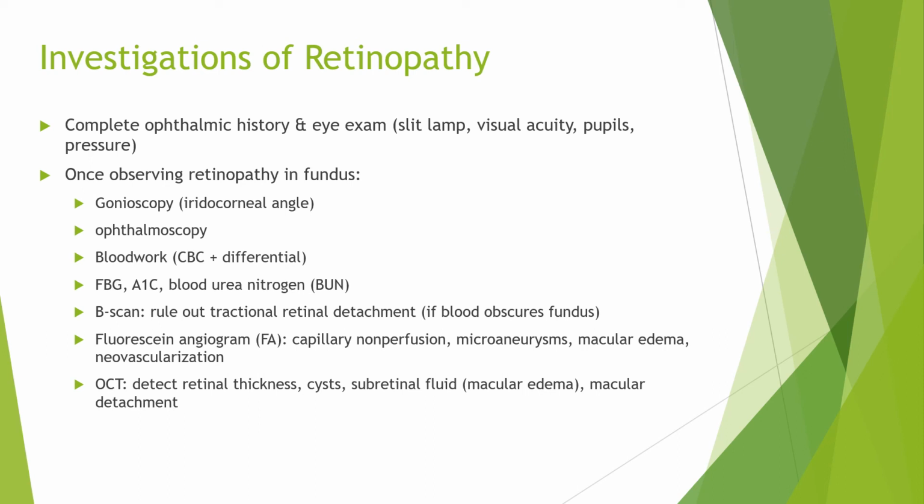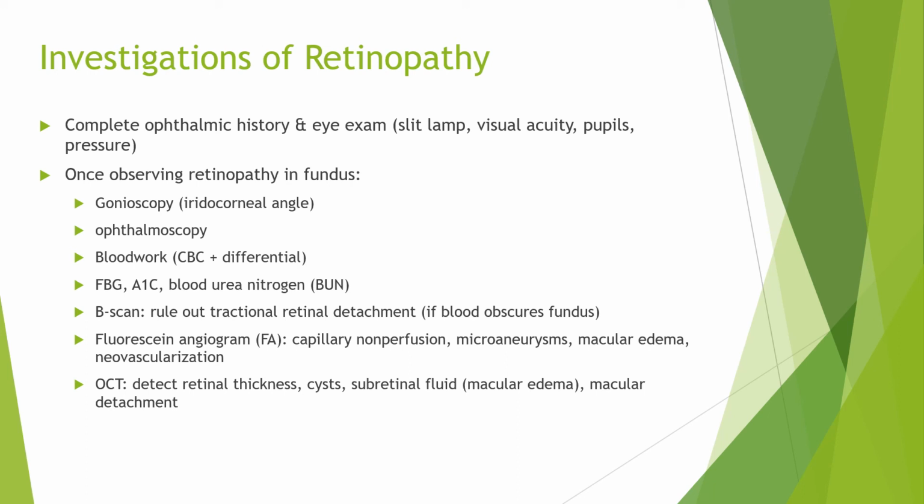After identifying all the pathology, we can also perform a gonioscopy and also order a series of investigations. This includes blood work with CBC and differentials, and fasting blood glucose, A1C, and blood urea nitrogen. If there are hemorrhages from the retina that come out into the vitreous, this may obscure the view of the fundus. In this case, a B scan can be warranted to rule out any retinal detachments.